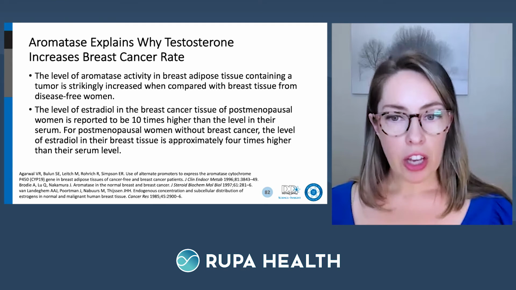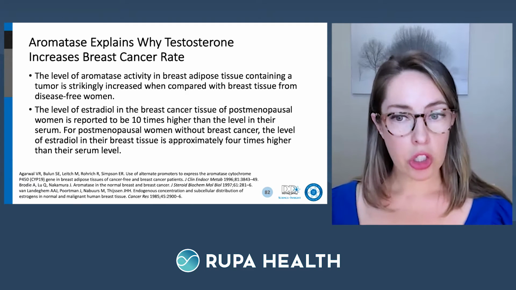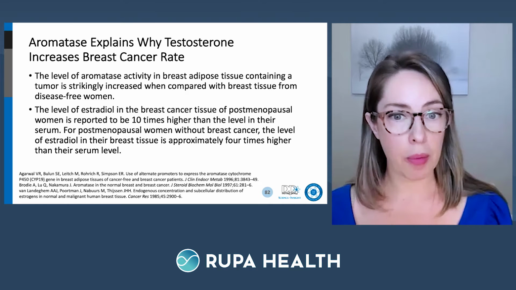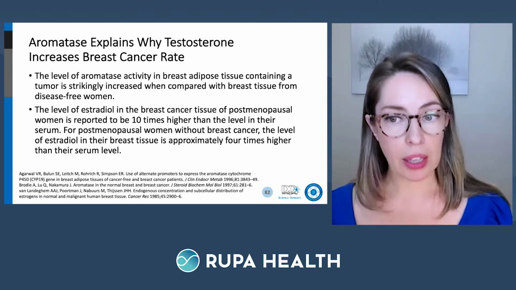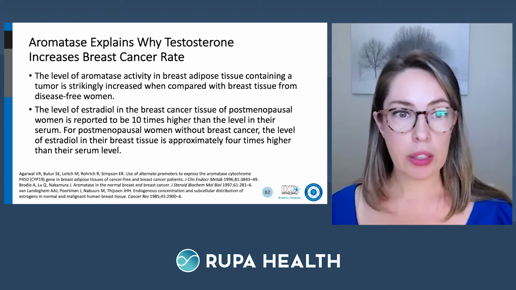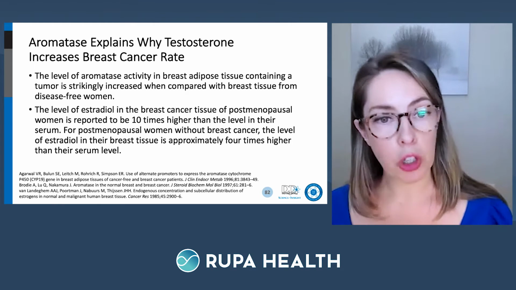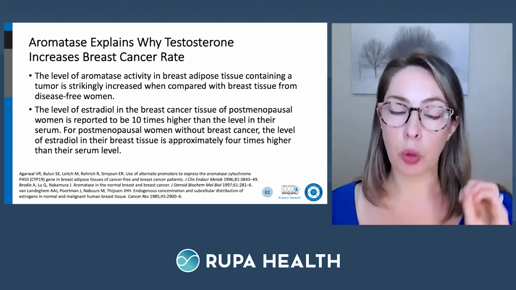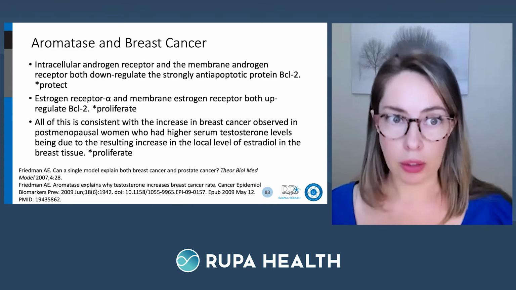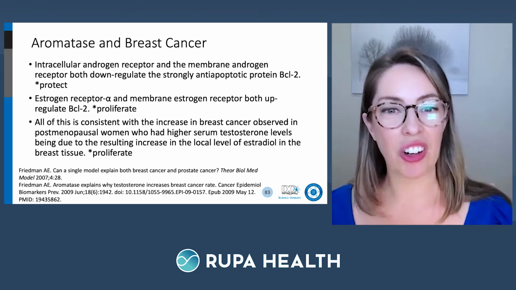So the level of estradiol in breast cancer tissue in postmenopausal women is reported to be 10 times higher than what's in their serum. Whereas for people without breast cancer, breast tissue is approximately 4 times higher than the serum level. You guys can see that's why I don't prefer serum for looking at risk factors. Do you have too much in the tissue? I really prefer saliva for that because you can see that difference. You can catch it earlier.